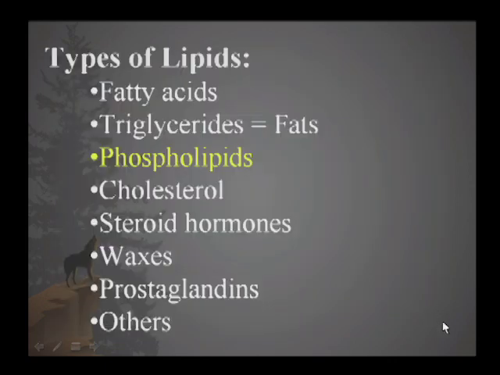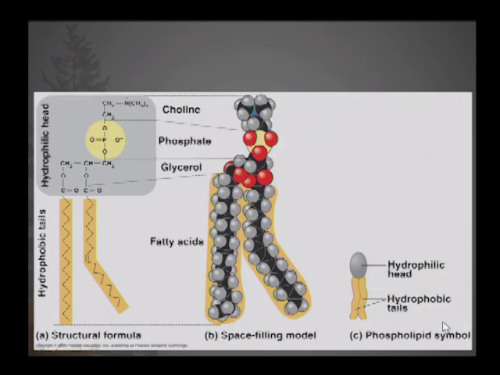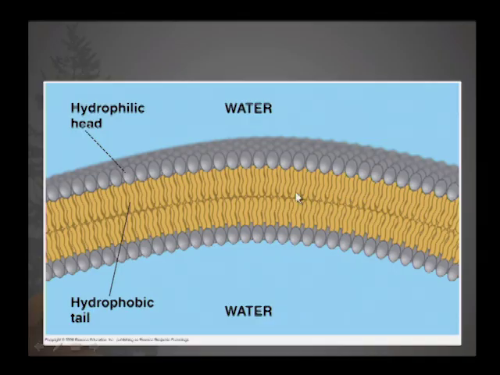Other types of lipids, phospholipids. Phospholipids have one end that is water soluble, and then the fatty acid tails, which are not water soluble. So when you put them in water, they tend to form a bilipid layer, 2 layers of lipids, and these are an important component of plasma membranes in living cells. And this shows us an example of that bilipid layer.